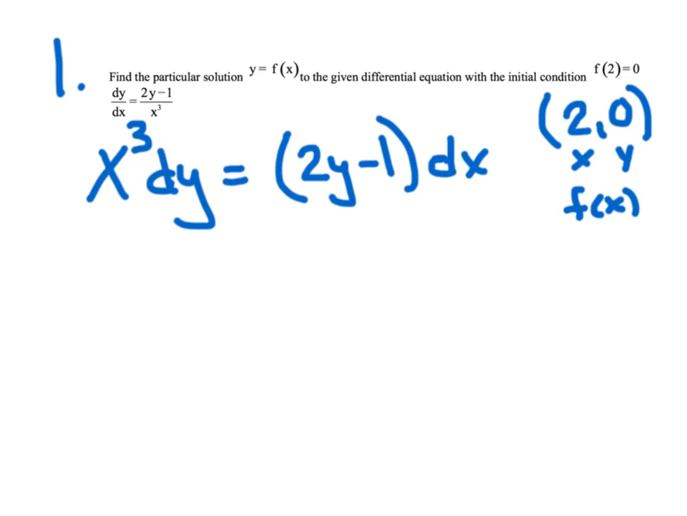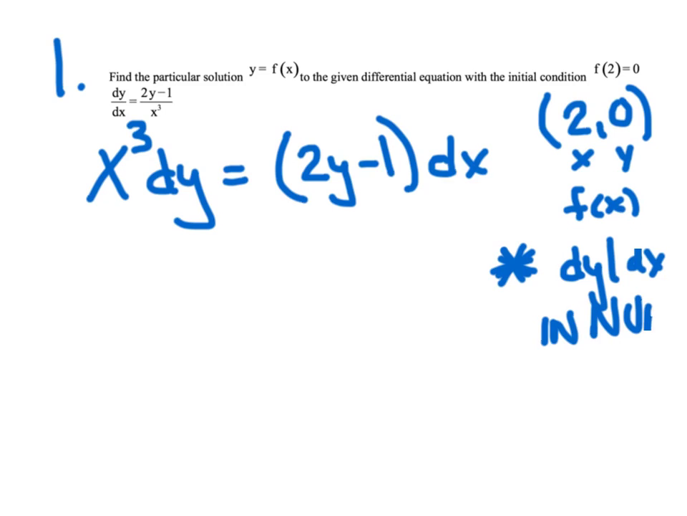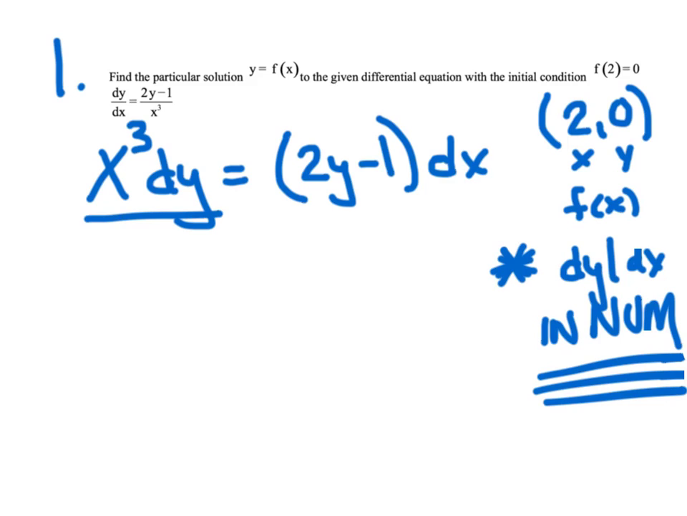So I have to get the y's on one side, x's on the other, and again, I just want to make a note here that your dy and dx must be in the numerator. Okay, it's not an option. They're not separated if dy and dx are not in the numerator. So I'm going to divide over the x cubed to both sides, because I cannot divide the dx over, and I'm also going to divide over the 2y minus 1.